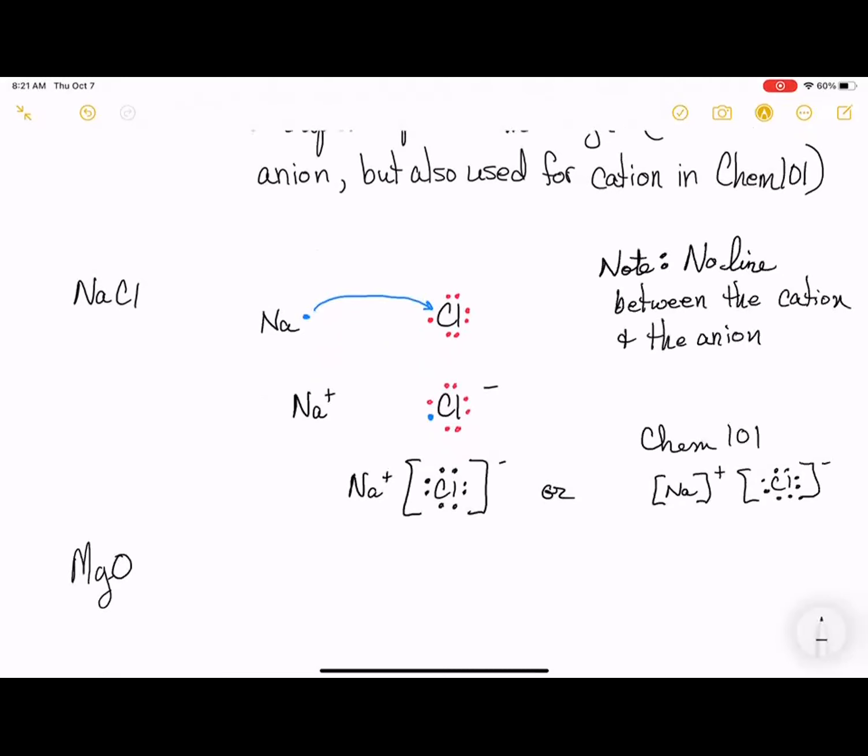The reason that there is no line between the cation and the anion is because when you draw a line, you are indicating that the atoms share electrons. So a line between atoms indicates that atoms are sharing electrons. But in an ionic compound, they're not sharing anything. The electrons have been transferred. So that is why you will not find a line between the cation and the anion.